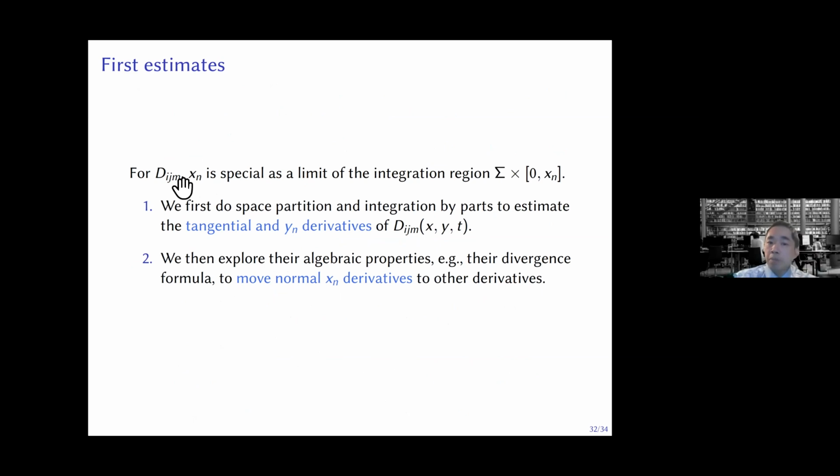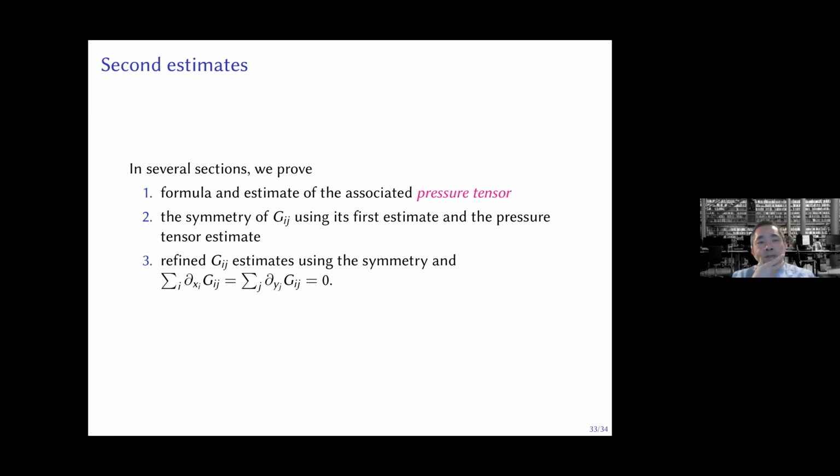So we now estimate this Dijm. We had to do some space partition and then integrate by parts to estimate. We first estimate tangential derivatives and then yn derivatives. Then to estimate xn derivatives, we need to use some formulas. For example, we want to compute the divergence for these guys. This will give us our first estimate. The second estimate is that we also estimate the pressure tensor. The symmetry for Gij is then proved using the first estimate and the pressure tensor estimate. Finally, we use the symmetry to refine the first estimate, and also use the divergence-free condition.